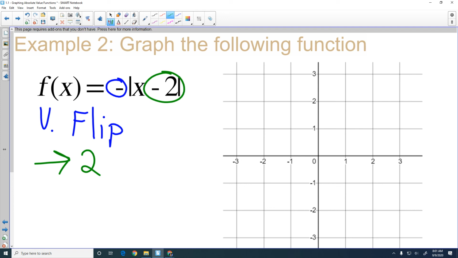All right, those are the only transformations I see. Anyone else see something else? Did I miss anything? I think that's it, right? And we're going to graph it.